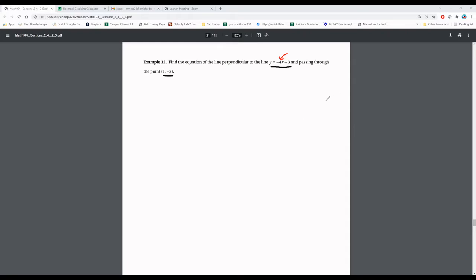It means negative reciprocal. So if this slope is negative 4, the slope of my line is going to be the negative reciprocal of that. Negative says flip the sign, so it will be positive, and flip the fraction. What fraction? Well, think about that as 4 over 1. If I flip that over, I'll use 1 over 4.